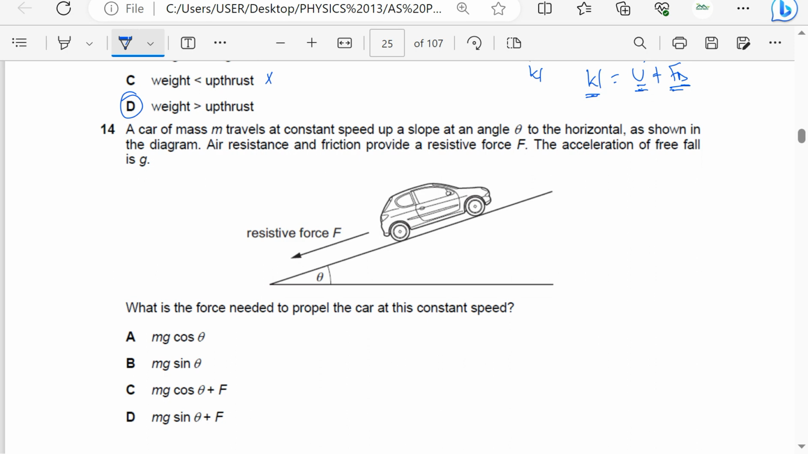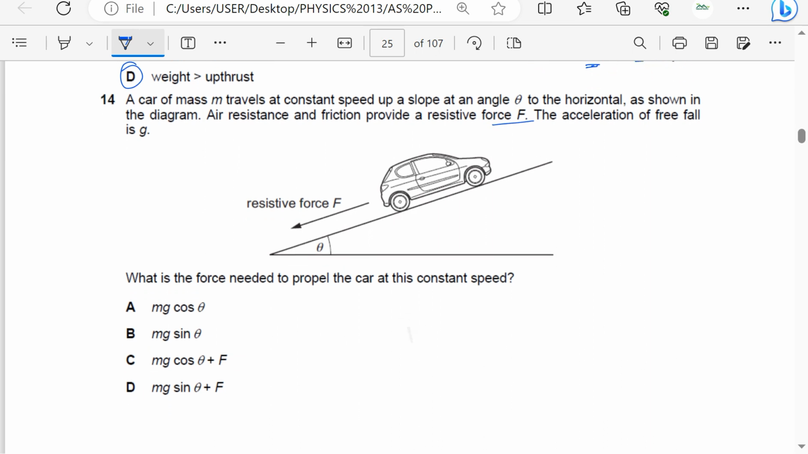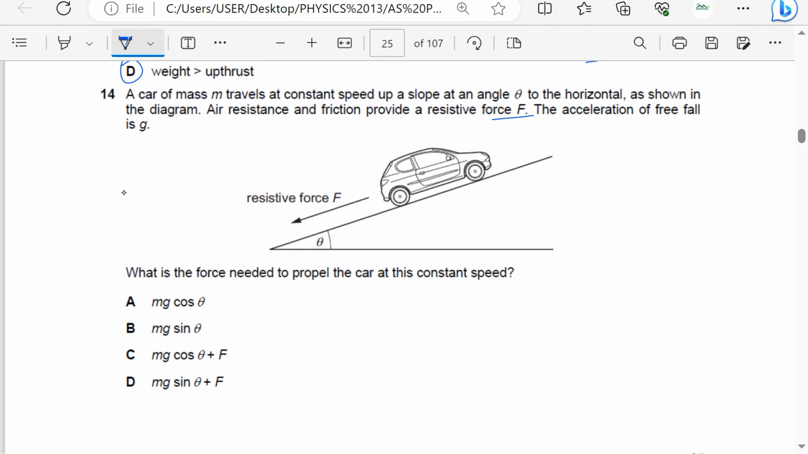A car of mass m travels at constant speed up a slope at an angle theta to the horizontal as shown in the diagram. Air resistance and friction provide a resistive force F. The acceleration of free fall is g. What is the force needed to propel the car at the constant speed? So if it is to move upwards at a constant speed, the resultant force upwards should be equal to the force downwards. But what is the force downwards? It is going to be the resistive force plus the component of the weight parallel to the plane.